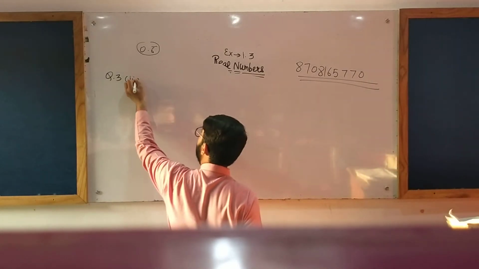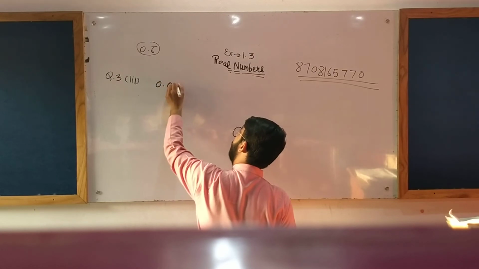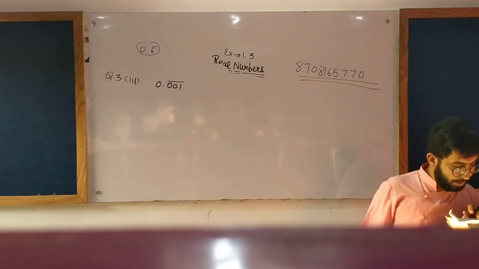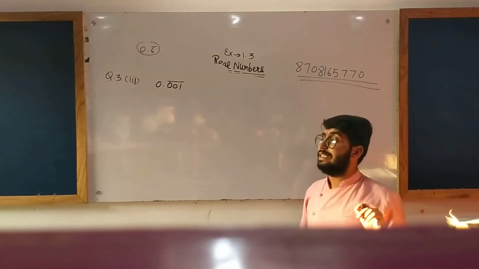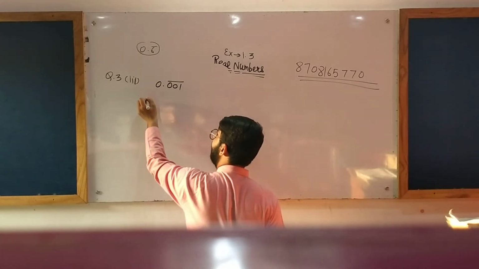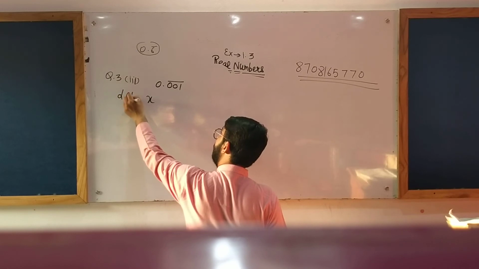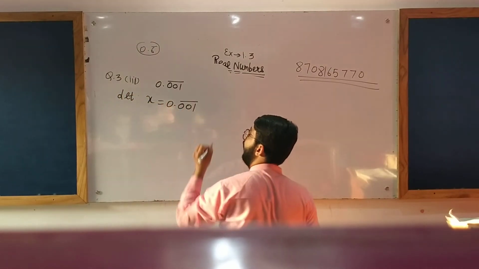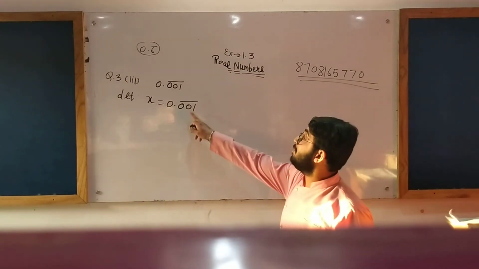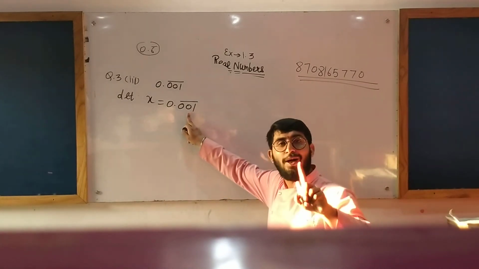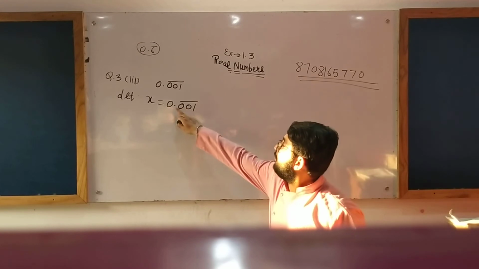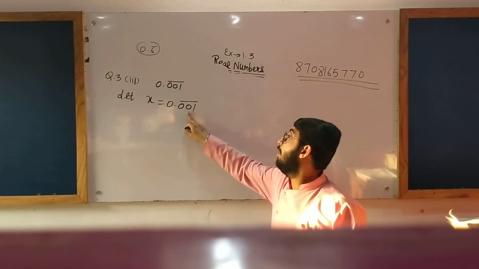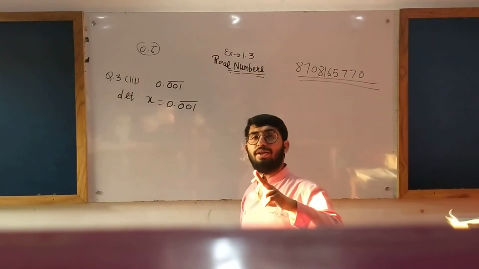Let us proceed towards the third part of this question. Third part is what? 0.001. The bar is on all 3 digits, 001 after the decimal. The same procedure will be followed. Let x equal 0.001 bar. The first part and the third part are the same. Bar is present on all 3 digits. So this is the simplest question.